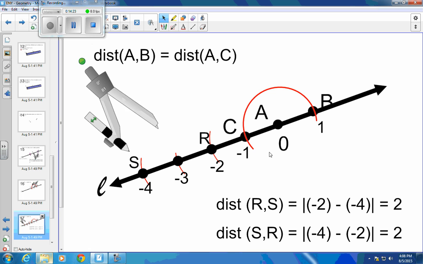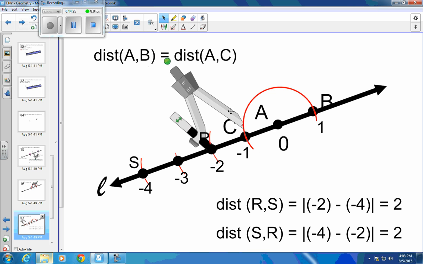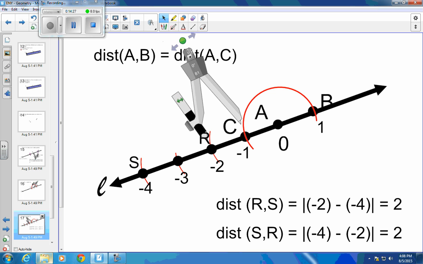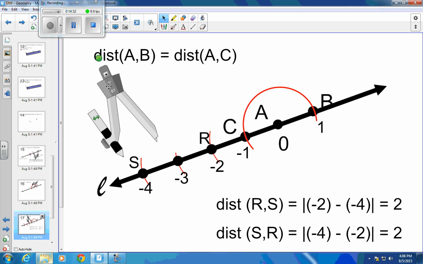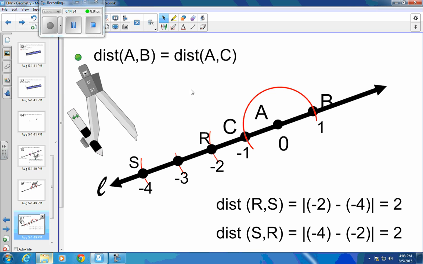And I could keep going with that distance using my compass over and over again, just keep drawing arcs. So the distance from A to B is the same as the distance from A to C, which is the same as C to R, which is the same as R to whatever this is, and whatever this is to S. They're all the same distance.